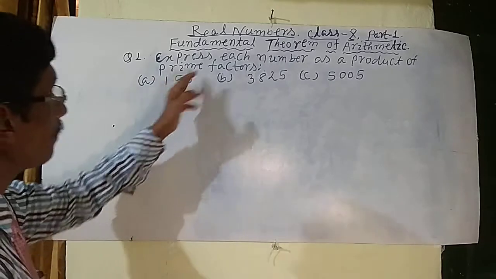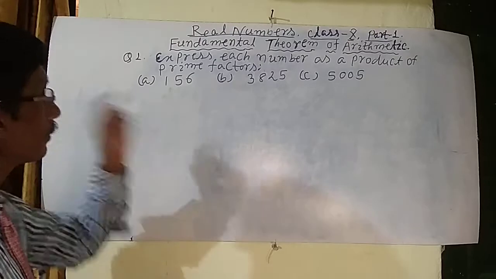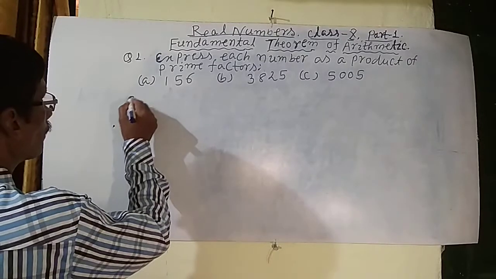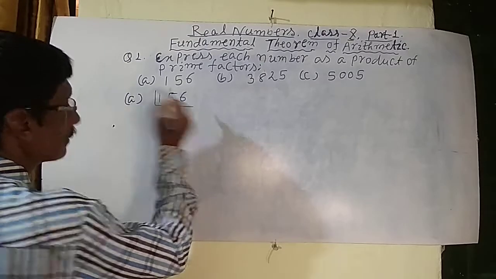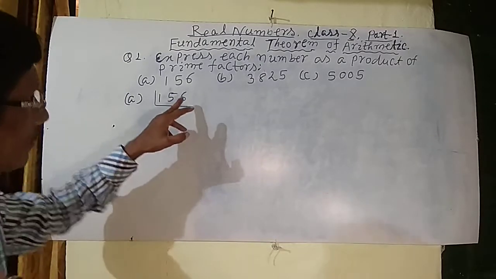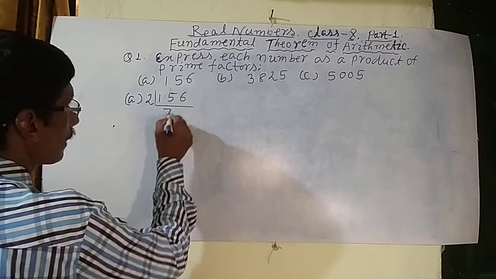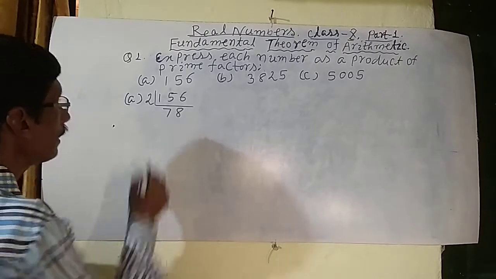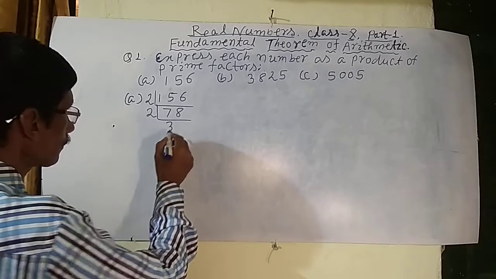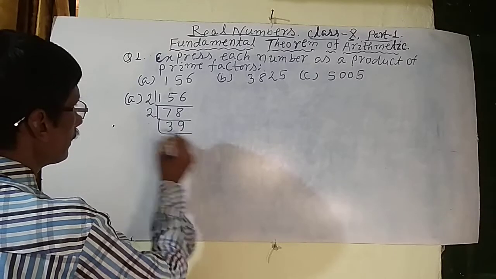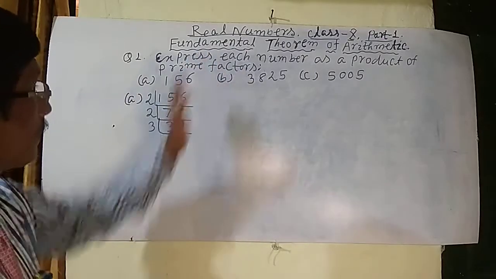prime numbers, prime factors. Okay, so I think everybody can do the using. First of all, write question number A. I will work out in front of you: 156, and then divide it. The one's place is an even number, so it is divisible by 2. Now write 2 and then 78. Next, it is also divisible by 2, 39, and then 3 and 13. Okay, this is using the fundamental theorem.